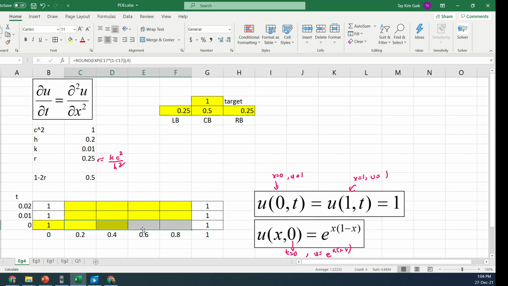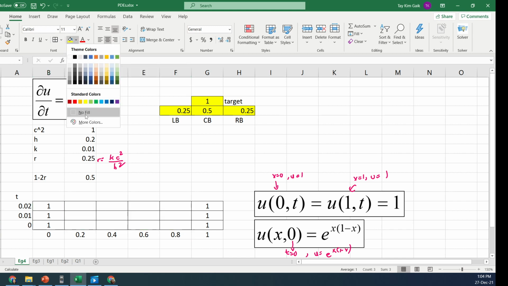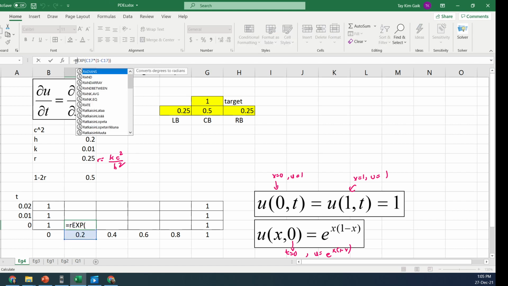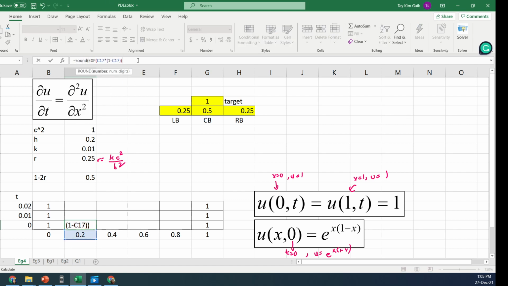So this one, let's say I delete for you. The initial condition is exponent x times 1 minus x. Yeah, so exponent x times 1 minus x. Okay, if you want to round to 4 decimal places.